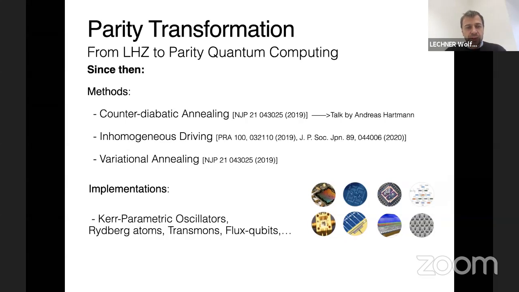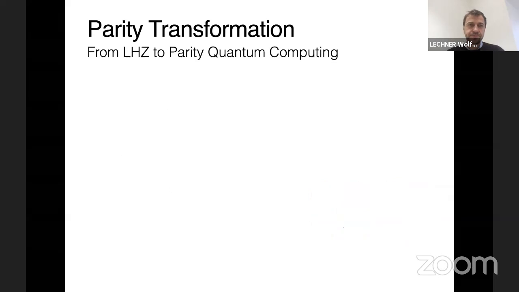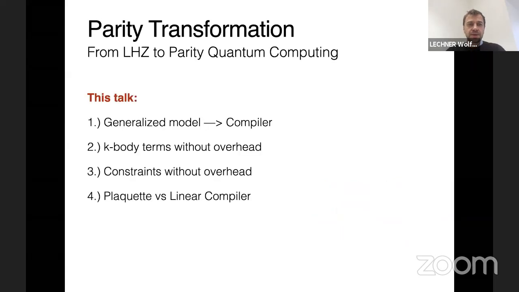On the implementation side, there has been remarkable experimental and theoretical progress. There have been proposals for implementations with parametric oscillators, Rydberg atoms, transmons, flux qubits, and so on. In this talk, I would like to present new work which has not been published yet and which accumulated over the last 5 years. These are insights that we have gained over quite some time.